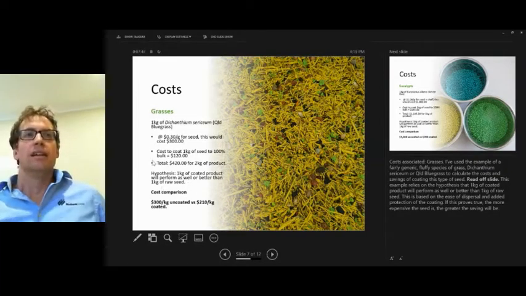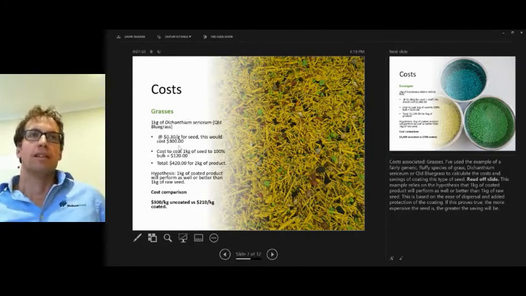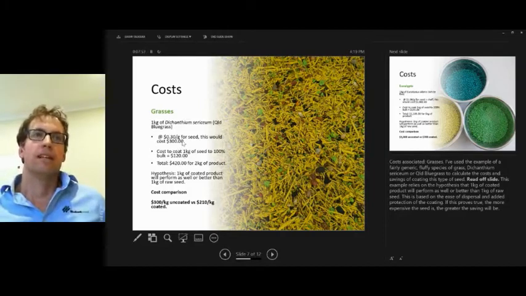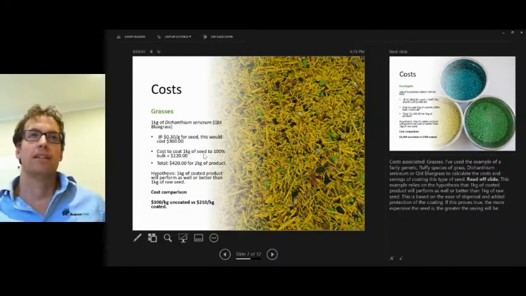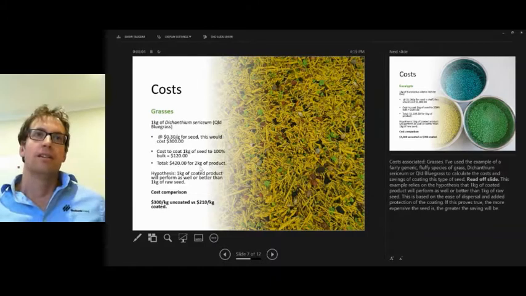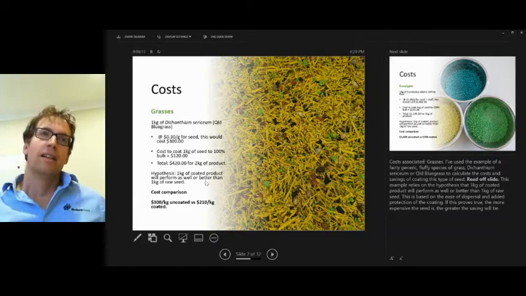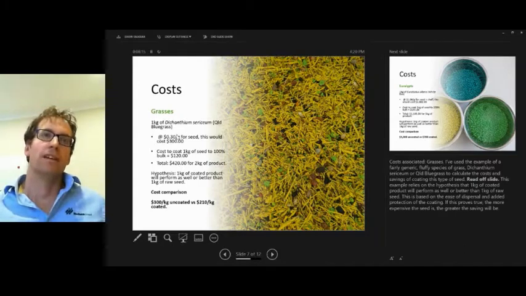So if we're looking at this example, we've got 1 kilo of bluegrass, which is $300 worth. You spend another $120 to put a 100% coat on it, and that gives you 2 kilos of product. So you spent $420 for 2 kilos, and the idea is that 1 kilo of your coated product will do the same job as 1 kilo of raw seed, even though you have half the number of actual seeds.